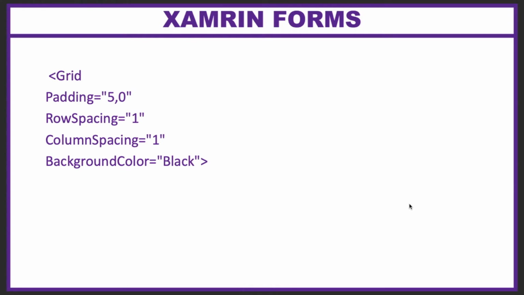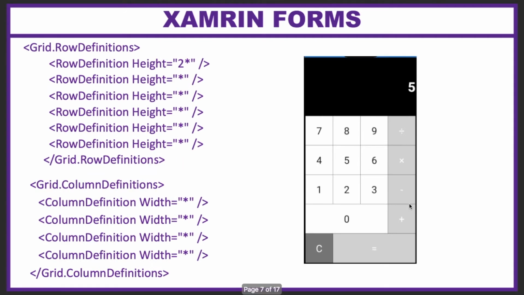Next, we are defining the grid. The aim of this particular example is to create a simple calculator, which comprises addition, subtraction, multiplication and division. So we have to define the row definitions and the column definitions. However many rows we need, that many rows we have to give as a row height, and however many columns we need, that many columns we need to define.